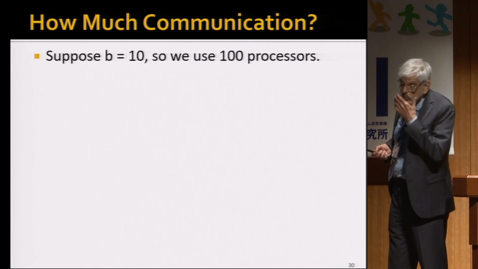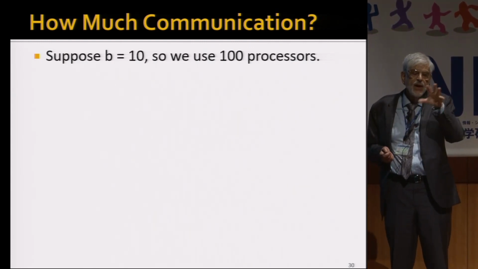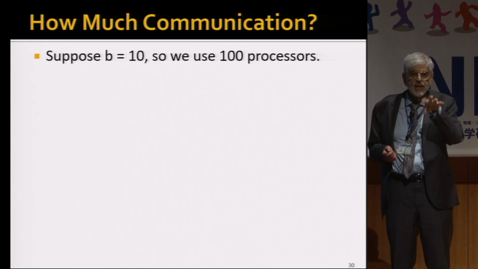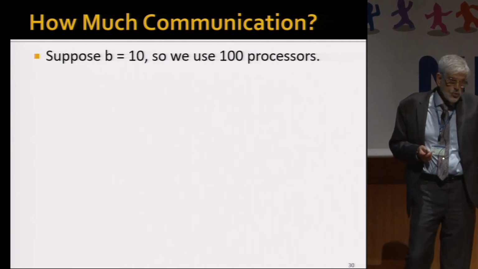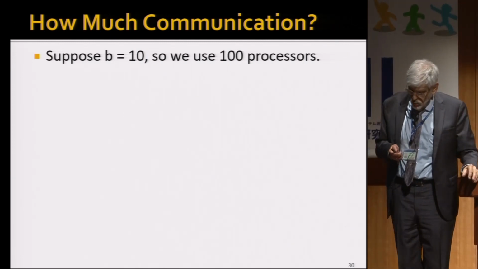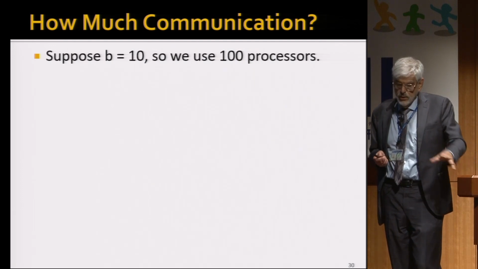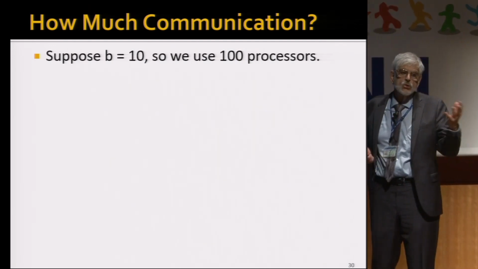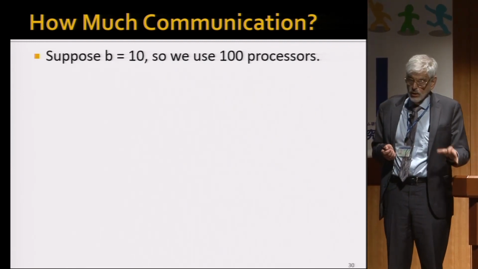So how many key-value pairs have to get sent from the output of the map function to the input of the reduce function? Now let's suppose we're going to have B equals 10. We'll use 100 processors, so we get a 100 times speedup.